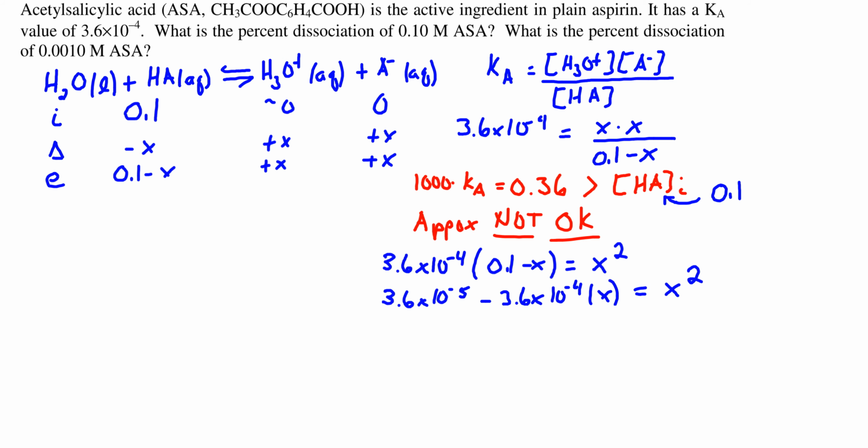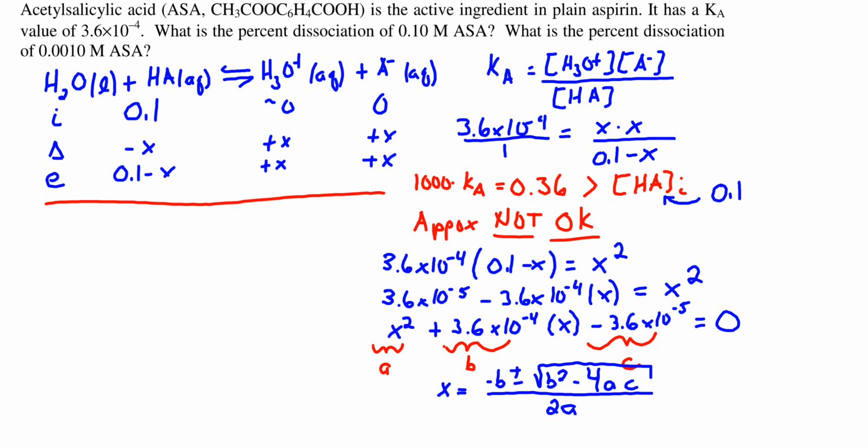Okay, so we're on our way of solving for x. We've done a cross multiplication. So we have 3.6 times 10 to the minus 4 times the quantity here in the denominator is going to be equal to x squared. We multiplied this out, and now we need to rearrange the equation to be in the form of ax squared plus bx plus c equals 0. Alright, so we have our quadratic equation set up, and we simply solve for x.